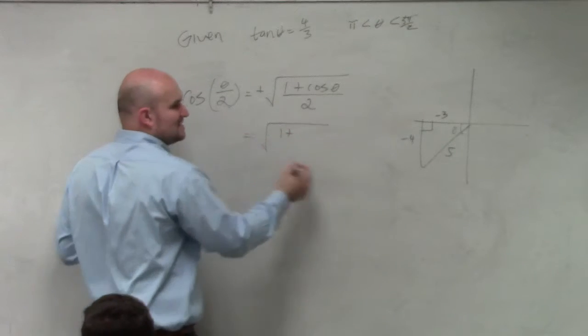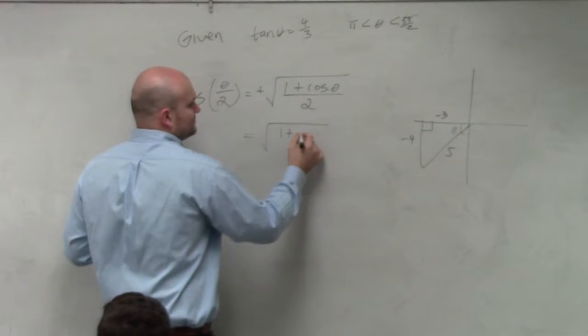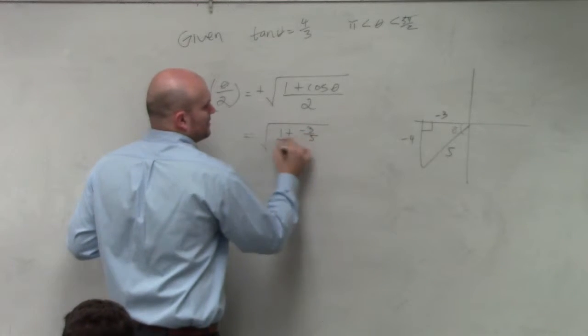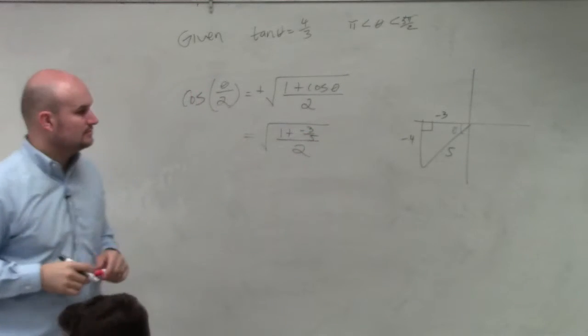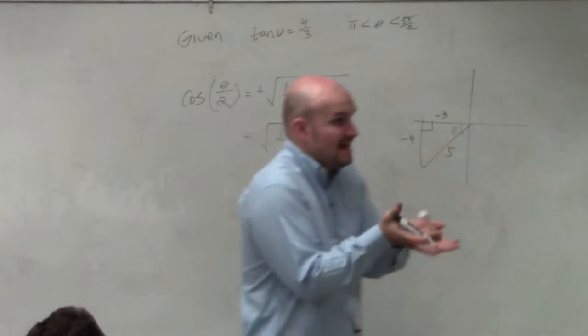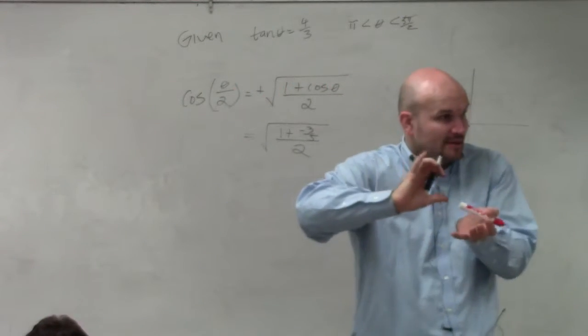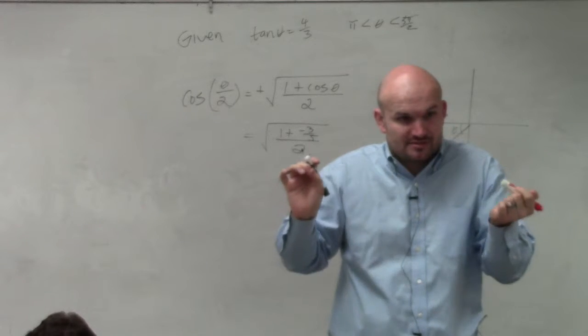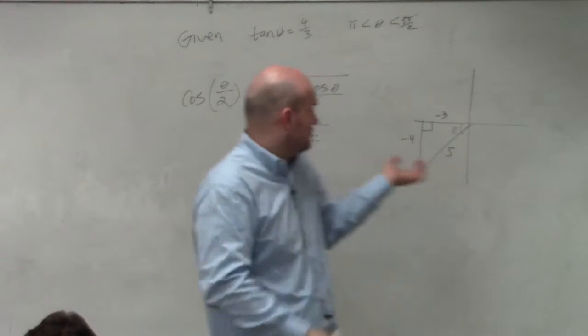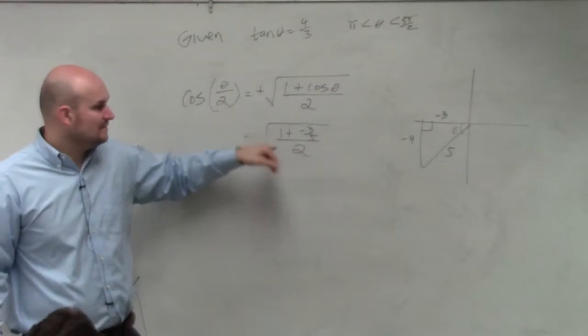1 plus cosine, which is negative 3 over 5, divided by 2. Now, again, we have fractions in the numerator and denominator. We want to get rid of those fractions, right? So what fraction would I want to get rid of? I want to get rid of this. What's in my denominator?